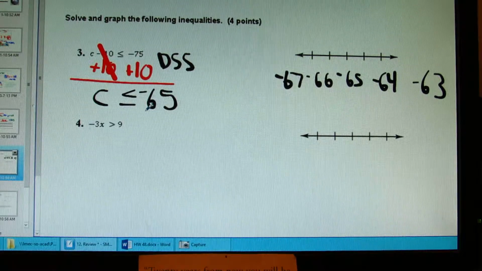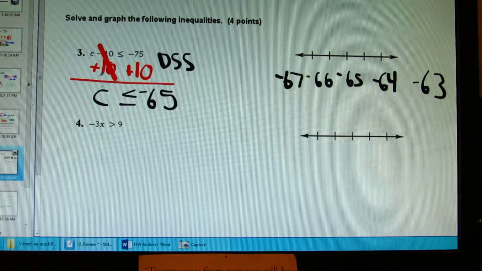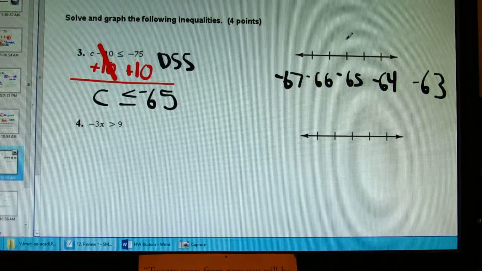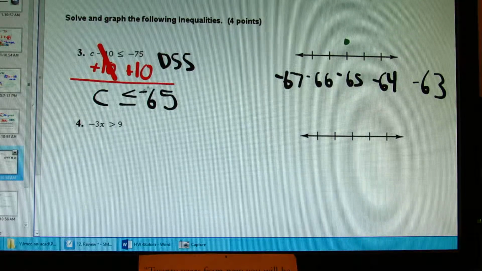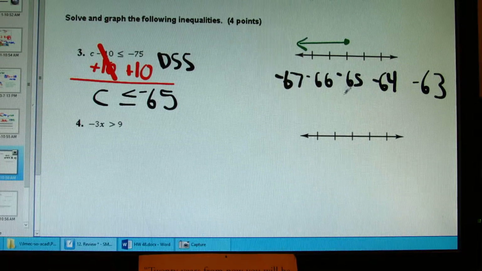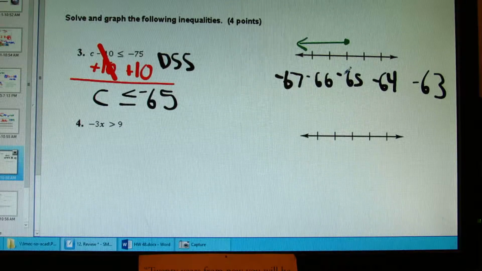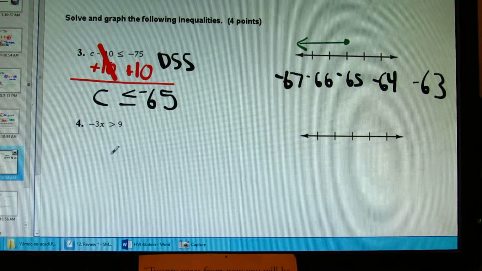Looking at this, I know Jake knows. He's a pro at graphing. What kind of dot do I need to put on this? A closed dot. And my arrow, Kevin, is pointing to the left. Here we go. These numbers are less than or equal to negative 65. All right, we'll keep going.